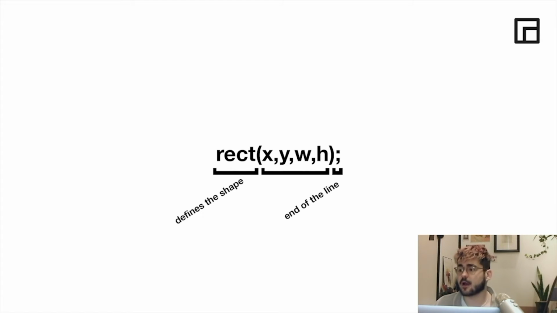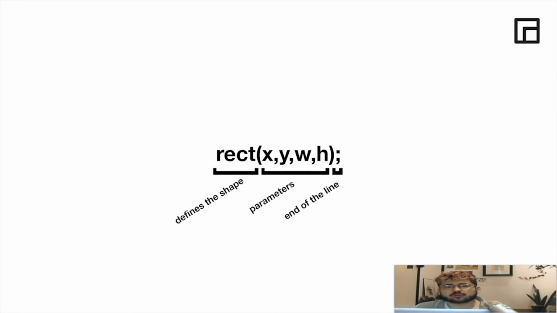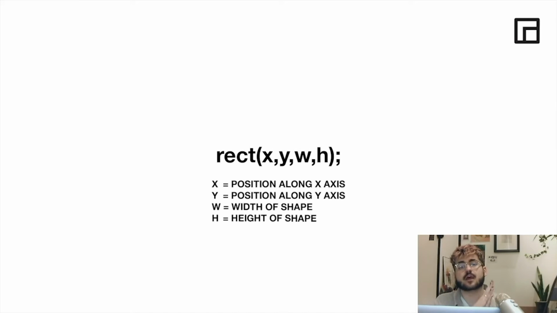So the brackets are used to define the parameters of the shape. What I mean by parameters is just where we want the shape to be drawn, how big, how wide, how tall, how short, how stumpy we want the shape to look. So you've got X, where you want to draw the shape on the X-axis, Y, where you want to draw it on the Y-axis, the width of the shape, and the height of the shape.